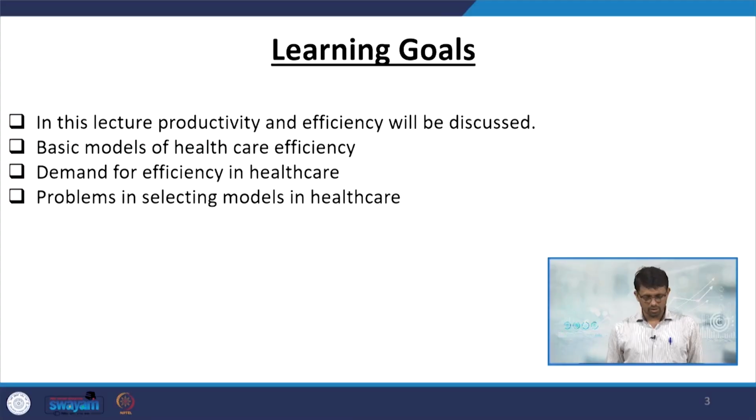So here are the goals. First goals of this particular lecture. First one is to understand productivity and efficiency, then basic models of healthcare efficiency, then demand for efficiency in healthcare, then problems in selecting models in healthcare.